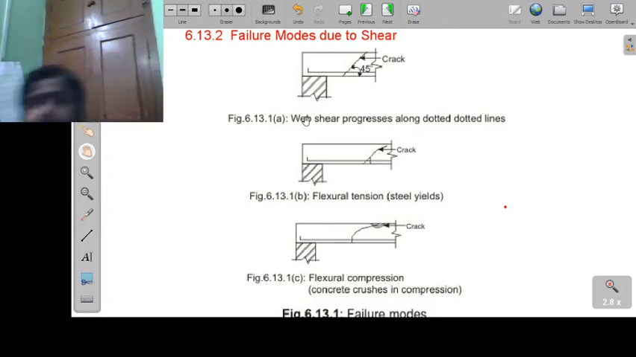Okay, we'll start once again from the RCC structures. The first topic in RCC is basically shear. Okay, what is the design treatment required for shear failure?